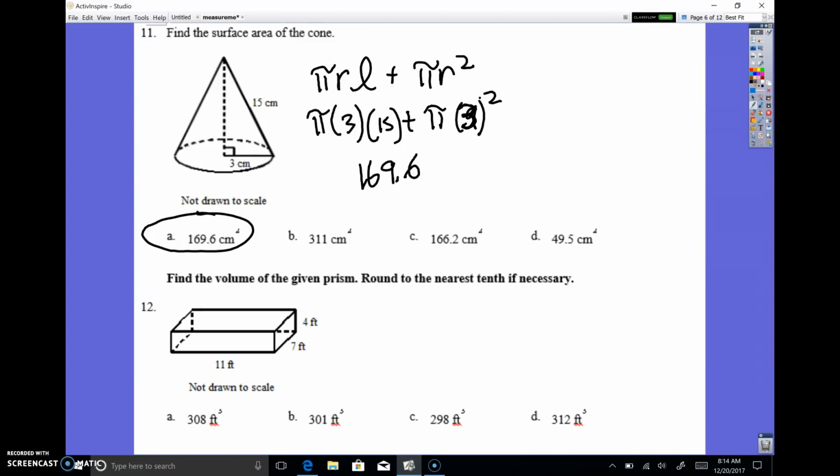Alright, volume. Volume is equal to area of the base times the height. So it's 11 times 7, because this is a rectangle. Area of a rectangle is base times height, okay? We get 77. And then now we have to multiply it by the height. 77 times 4 should equal 308.